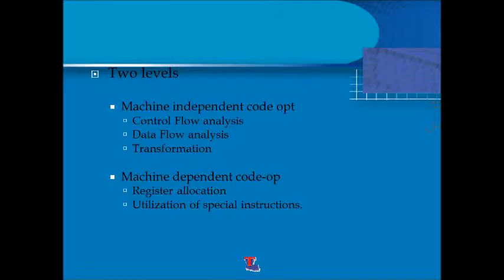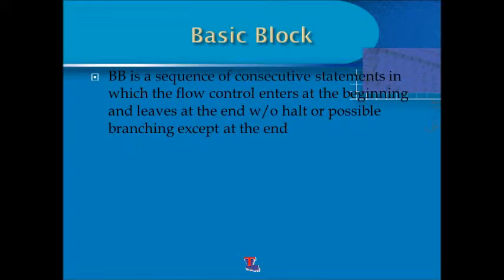There are two levels: machine independent code, with control flow analysis, data flow analysis, transformation; and machine dependent code, with register allocation and utilization of special instructions. Basic block. A basic block is a sequence of consecutive statements in which the flow enters at the beginning and leaves at the end, without halt or possible branching, except at the end.